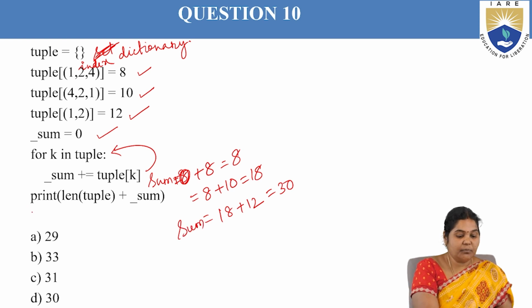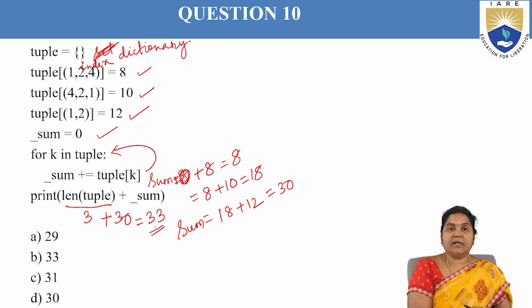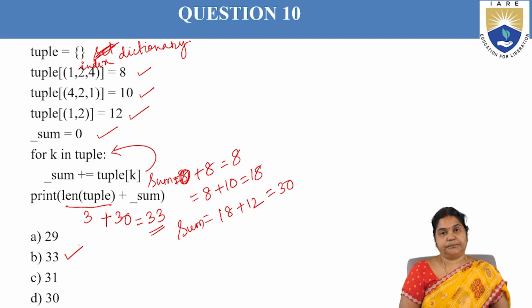But what is given to print? Print is given to print the length of the tuple. Okay. So plus the sum. So tuple is a dictionary over here. So what is the length? Length is 3 because 3 elements are there. Plus the value of sum, what you have computed is 30. So it becomes 33. So the answer to this question is 33. Answer is B. I hope it is understood. So let us move on to the next question.